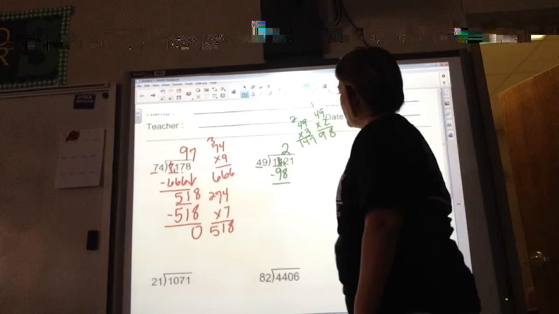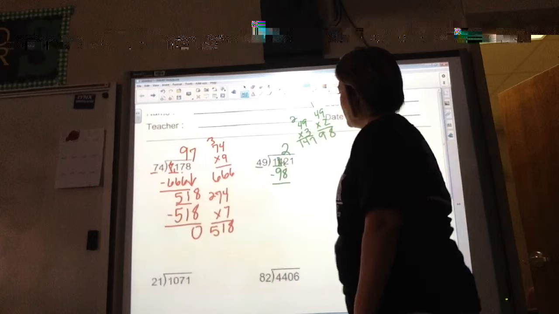So I put a 3 on the roof, which means I just divided. Now I'm ready to multiply. 3 times 97 is 291. After I multiply, then I'm going to subtract. 6 minus 1 is 5. Do I have something to bring down? Yes, I do. I have a 0.